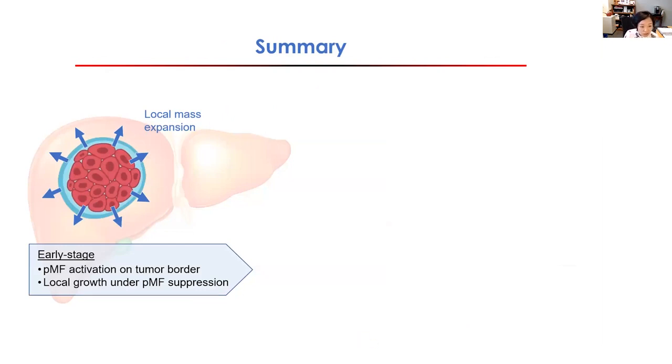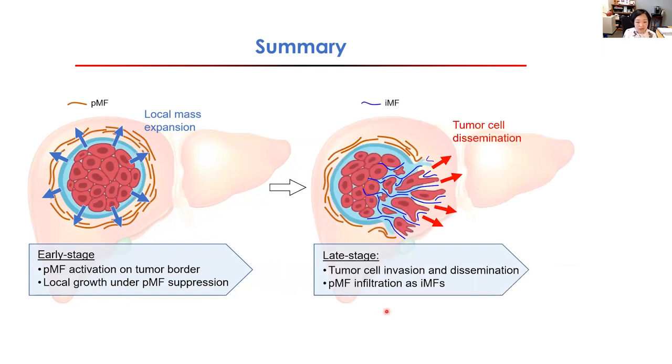So in summary, what we've shown is that in the early phase, we think PMFs are being activated by tumorigenesis on the tumor border, and they actually control the local growth of tumor expansion. But then, gradually, tumor cells under the suppressing environment become invasive and disseminating. At the same time, the PMFs infiltrate into the tumor and become IMFs, and turn from an anti-tumor player to a pro-tumor player. We have other studies that focus on even later stages of metastatic growth, but I'm not going to get into that.